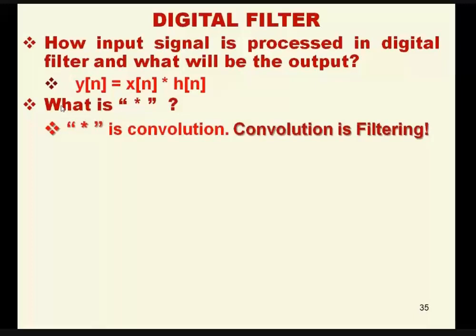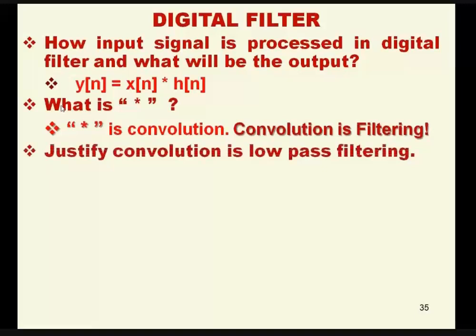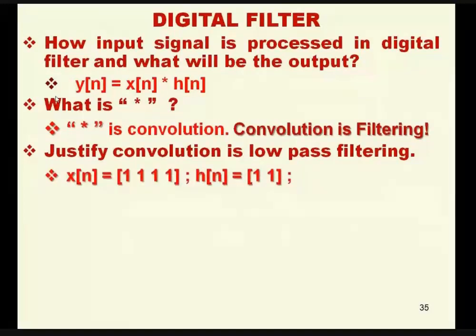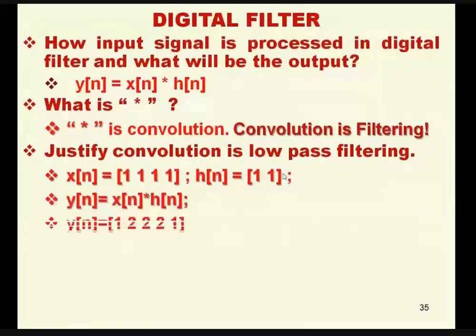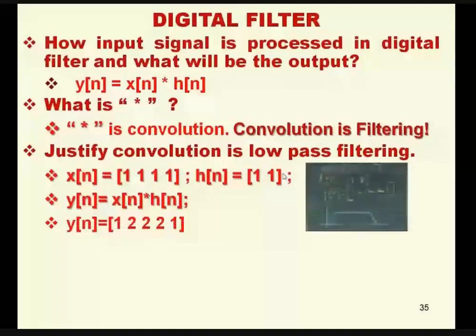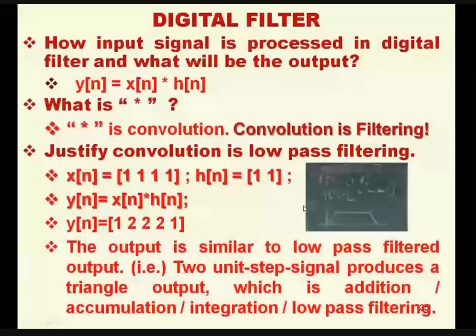Is convolution filtering? Shall we justify that convolution is low pass filtering? Yes, convolution is filtering, and we can justify it. So x of n is 1, 1, 1 and h of n is 1, 1. What is the convolved output? We have y of n as 1, 2, 2, 1, which is the output. When I plot this output, I am getting a triangle, which is very interesting. So the output is similar to the low pass filter output. Two unit step signals produce a triangle output, which is addition or accumulation or integration, that is, low pass filtering. h of n is 1, 1, that's the filter coefficient.